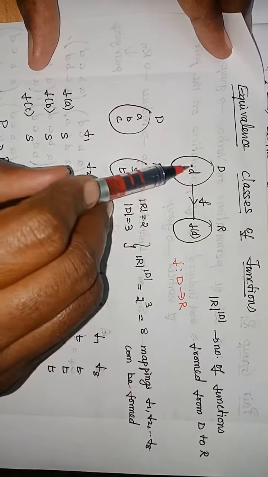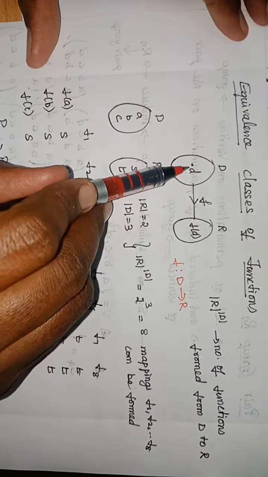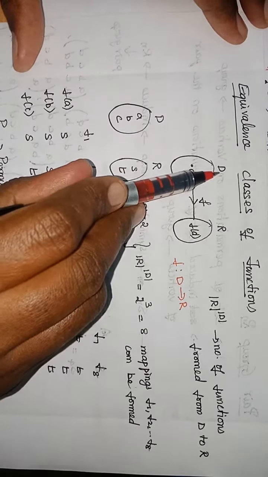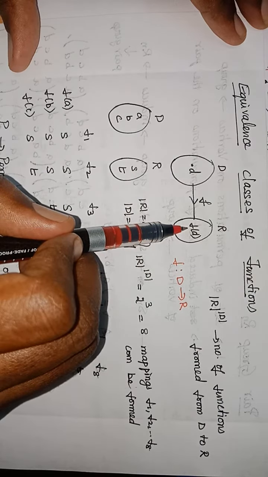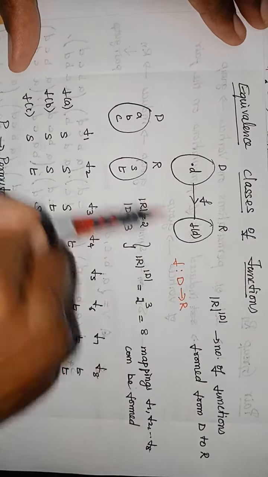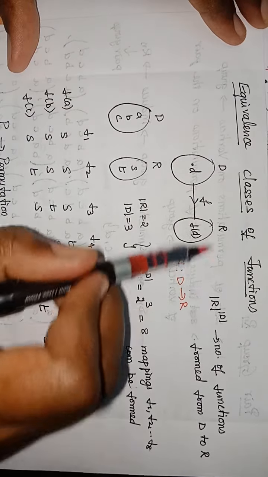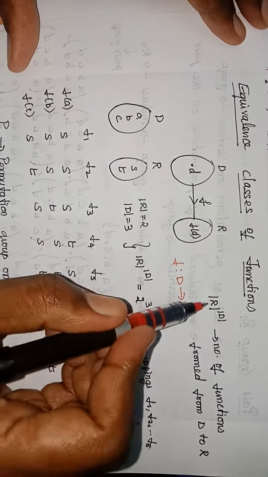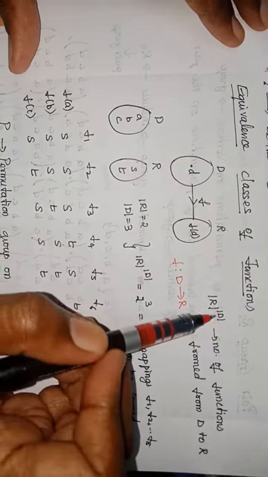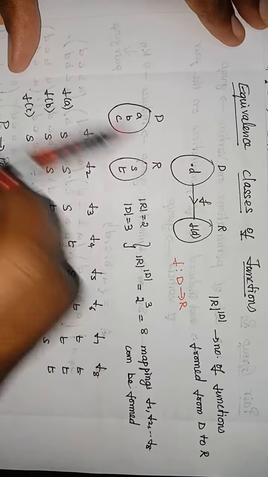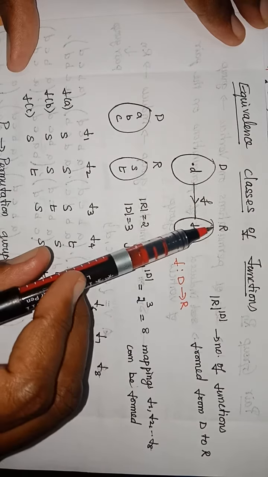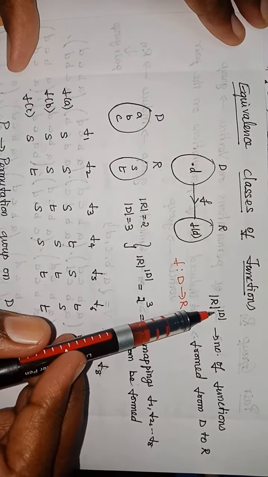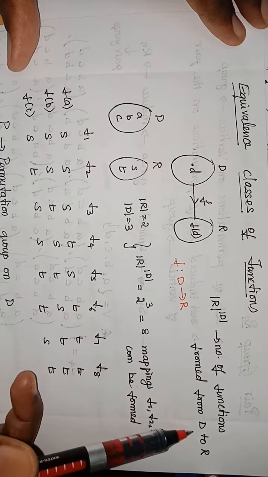And the elements of D are related by the function f. So if d is an element of capital D, its image is a unique one, f of d. Mod R, what is mod R? Number of elements of R. Mod D represents the number of elements in the set D. Now, mod R raised to the power of mod D gives the number of functions that can be formed from D to R.